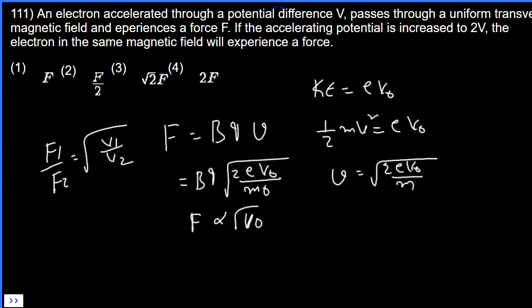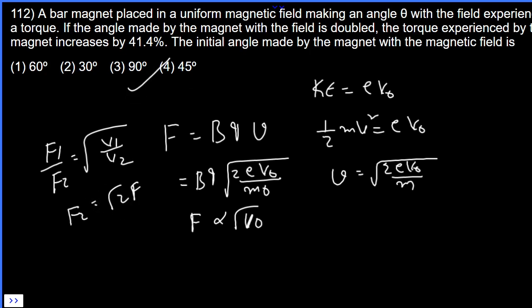From this we get the force value, which in the same magnetic field will experience a force for V2, equal to root 2 F. After substituting the potential values, option number 3 is the correct one.